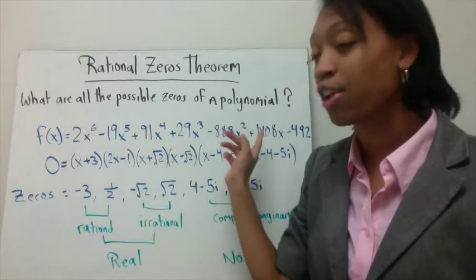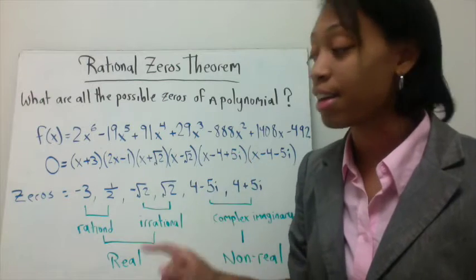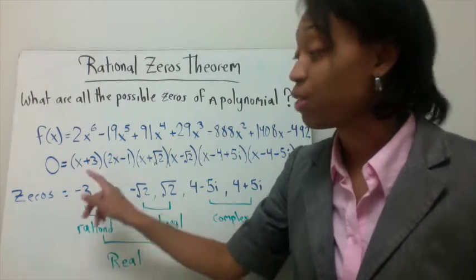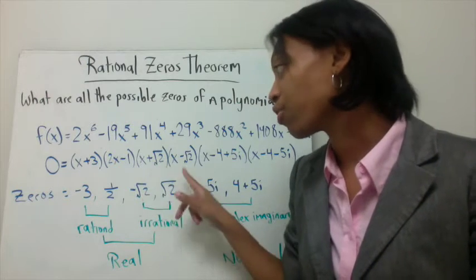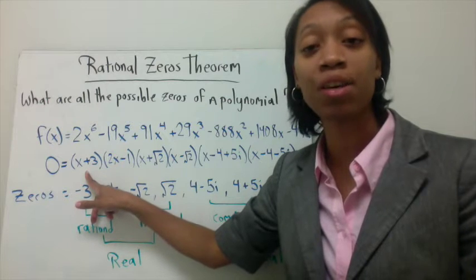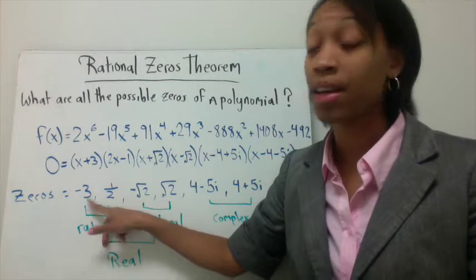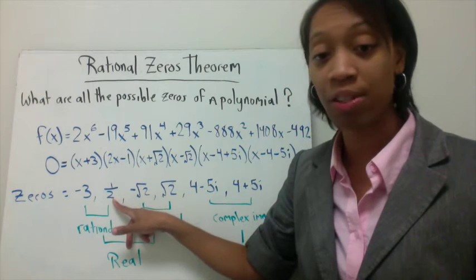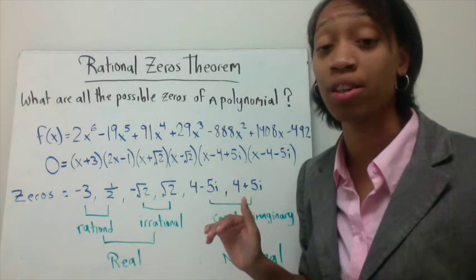So after you've taken your polynomial and you've broken it down into factors, then in order to find the zeros, you take each one of those factors and you set each factor equal to 0. So I say x plus 3 equals 0. What does x equal? x equals -3. And you take each factor and you set it equal to 0 and you solve for x, and you're going to find all the zeros.